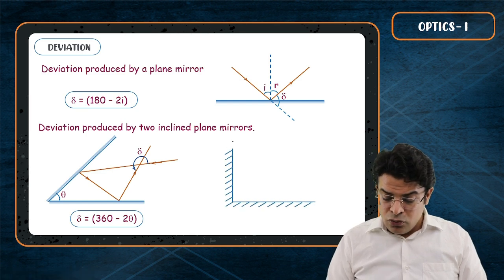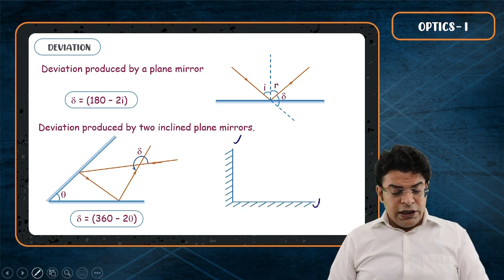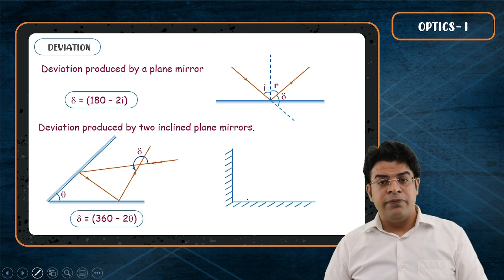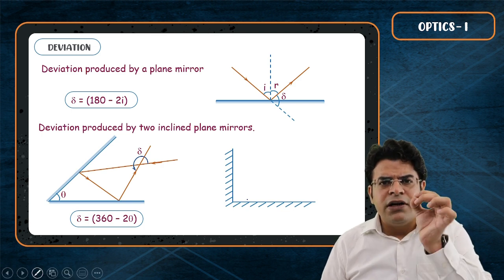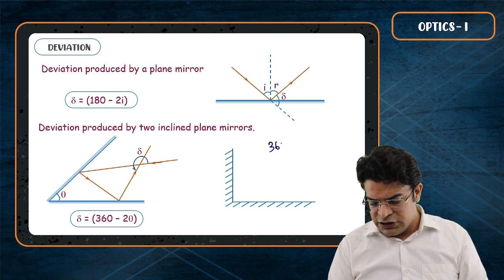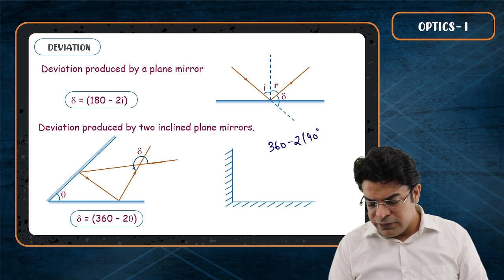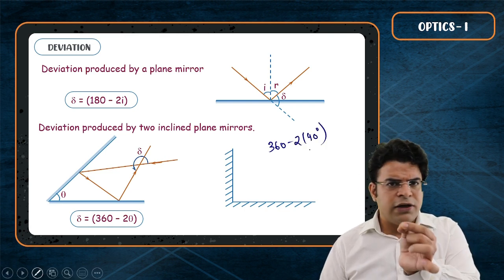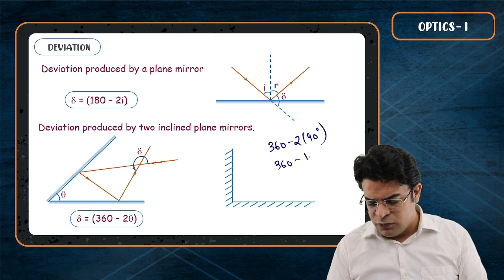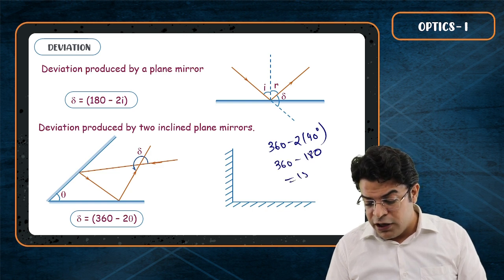If you have got two plane mirrors inclined to each other at an angle of 90 degrees, can you tell me what will be the deviation produced? Yes sir, 360 minus 2 times 90. 360 minus 2 times 90 will be 360 minus 180, that will be 180 degrees.